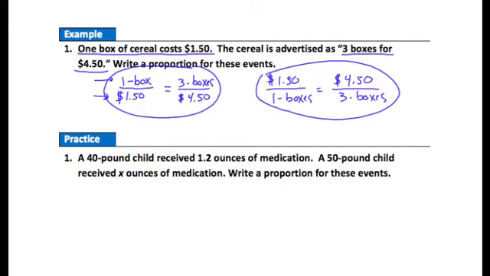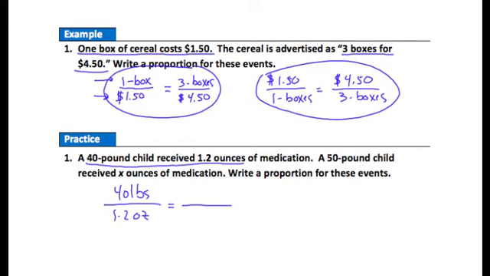Question 1. A 40-pound child receives 1.2 ounces of medication. A 50-pound child received X ounces of medication. Okay, so here are two, again, rates. We're comparing pounds to ounces here. So let's see, 40 pounds to 1.2 ounces. So we could write that, 40 pounds to 1.2 ounces. And that now has to be the same.